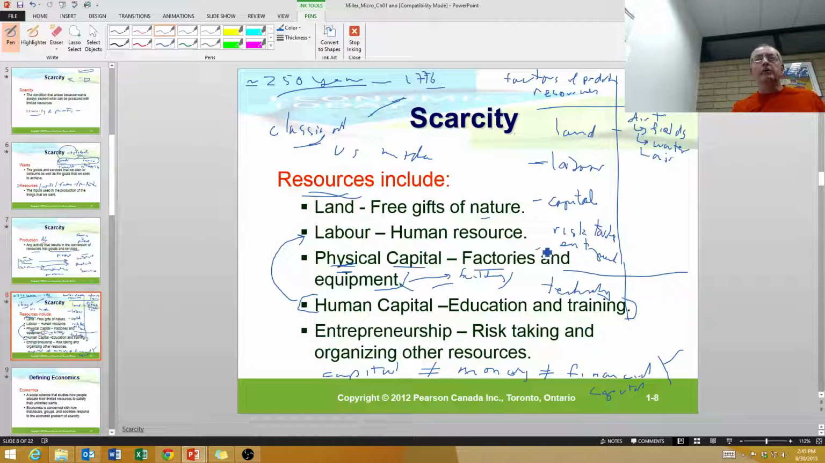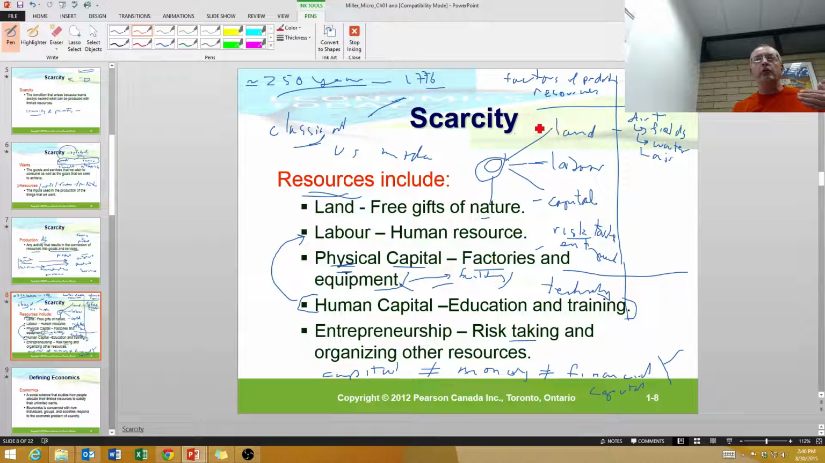Okay, and then entrepreneurialism, the risk taking. It's the glue. It's the magic that pulls all these other things together. It's the entrepreneur, the business owner, that says, "Hey, I see an opportunity, so I'm going to get some land. I'm going to get some workers. I'm going to bring in some equipment, and I'm going to put them all together, invest my money, and see if I can make a buck at it." It's the risk taking.